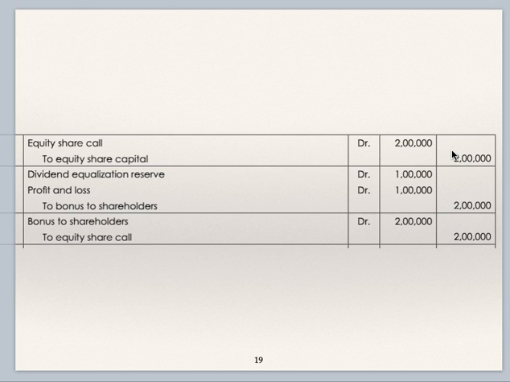If call money is received, what entry do we pass? Bank account debit to call. But here bonus is given. So your entry is bonus to call. Equity share call to equity share capital, and bonus to shareholders to equity share call. And this bonus is from accumulated profits.